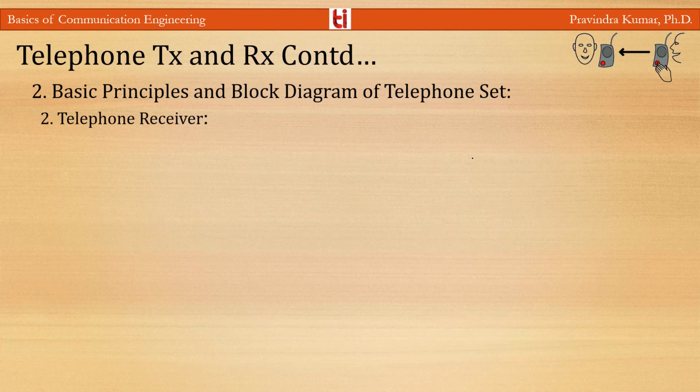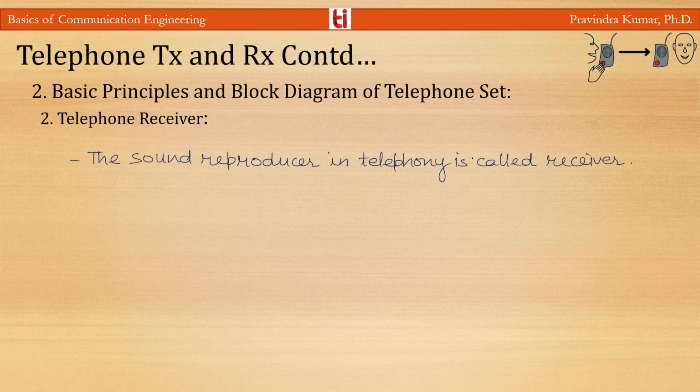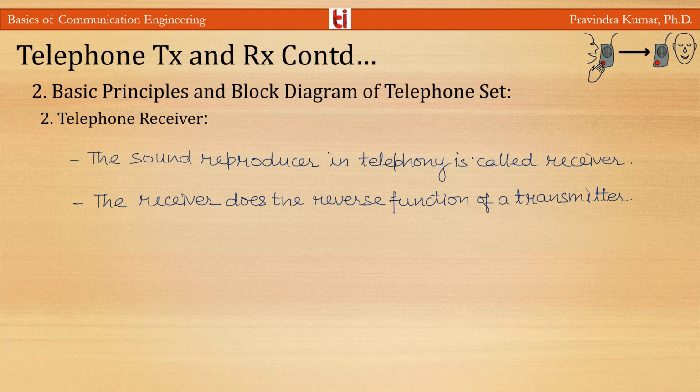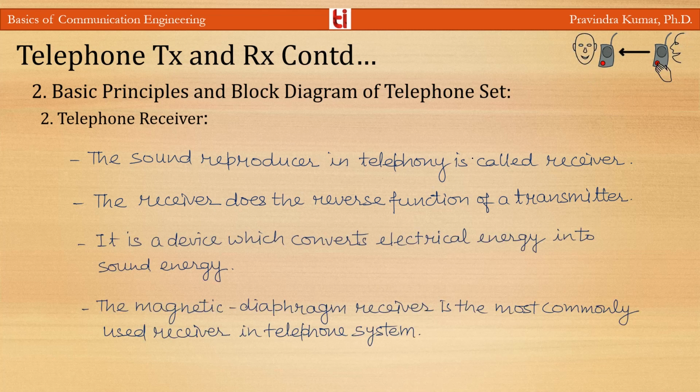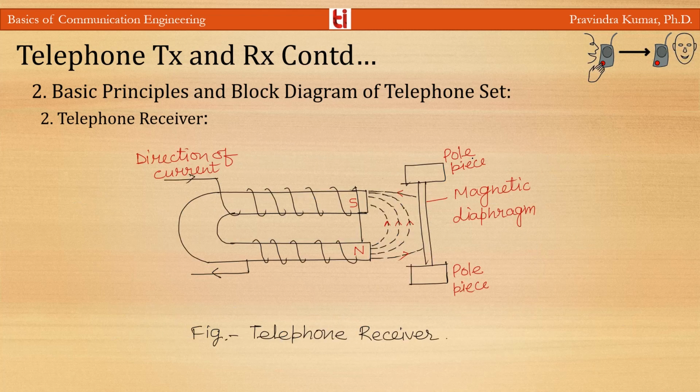Now the telephone receiver, the second reproducer in the telephone, is the receiver. The receiver does the inverse function of the transmitter. It is a device which converts electrical energy into sound energy and operates by variations of the strength of its magnetic field. The amplitude and frequency of the variation of the magnetic field cause a corresponding variation in the motion of the magnetic diaphragm, and this is the receiver most commonly used in telephone communication. There are a diaphragm, a permanent magnet and windings.